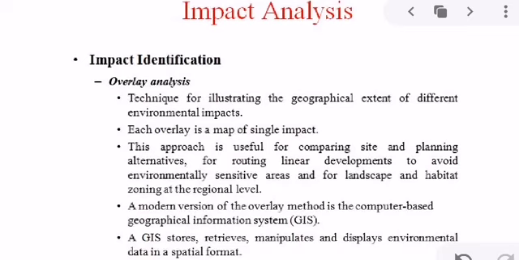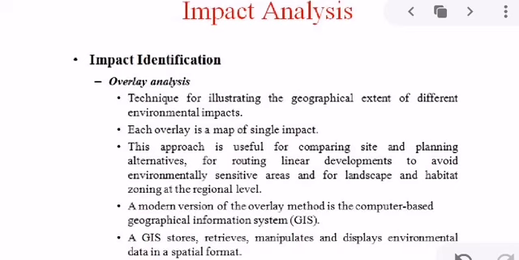Each overlay is a map of a single impact. A modern version of the overlay method is the computer-based geographical information system, that is GIS. A GIS stores, retrieves, manipulates, and displays environmental data in spatial format. So overlay analysis overall maps impacts spatially and displays them pictorially.